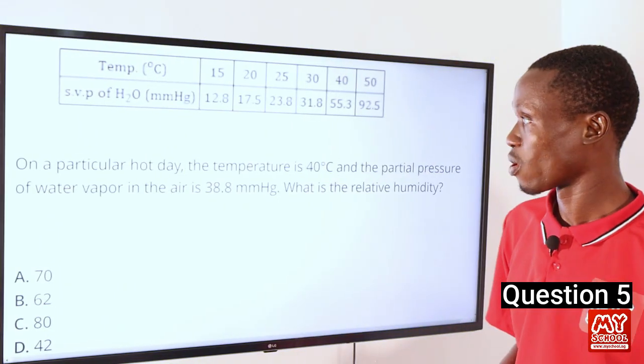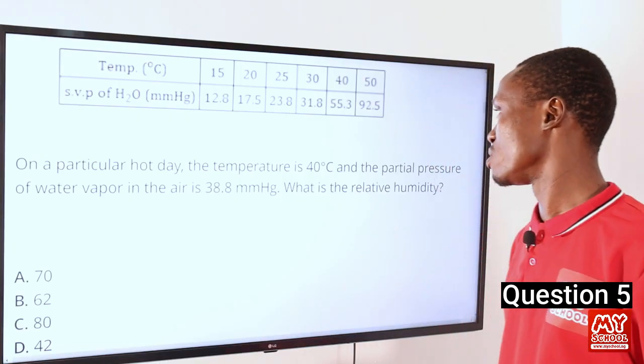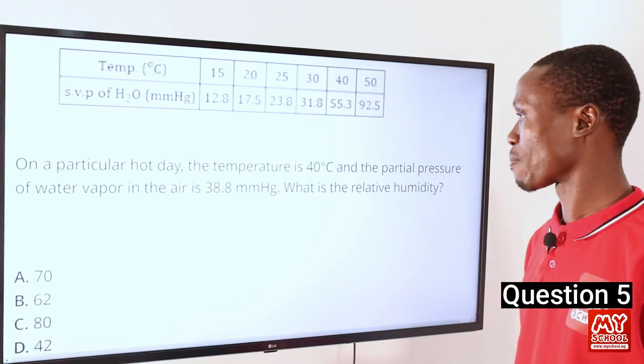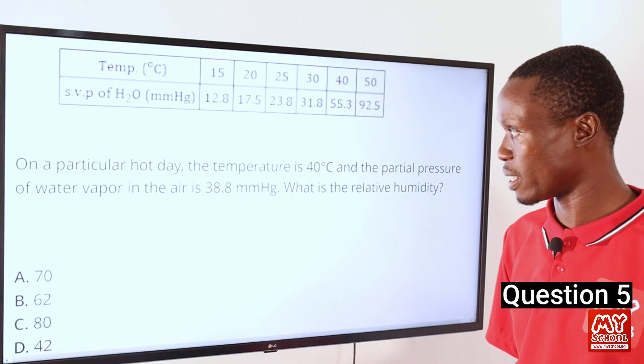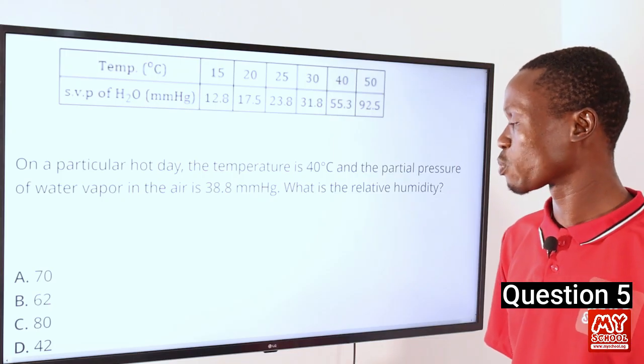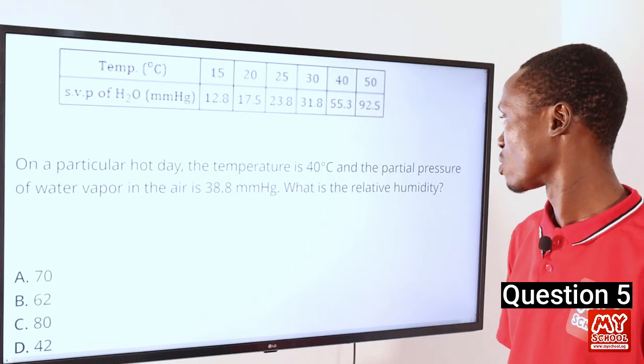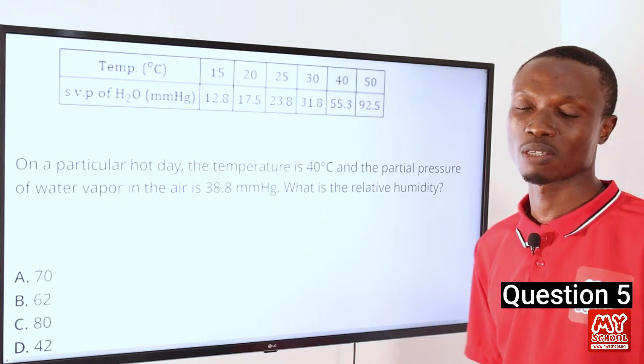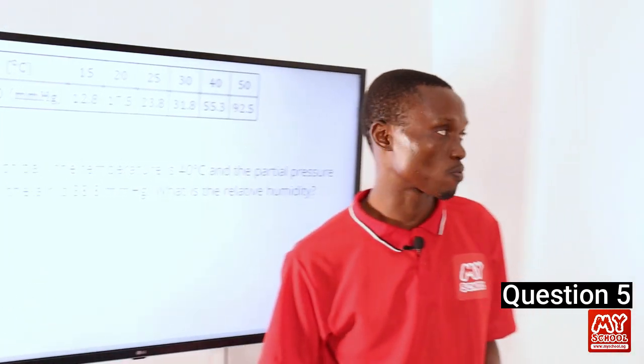Question 5. On a particular hot day, the temperature is 40 degrees Celsius and the partial pressure of water vapor in the air is 38.8 millimeters of mercury. What is the relative humidity? So let's move over to the board to solve that question.